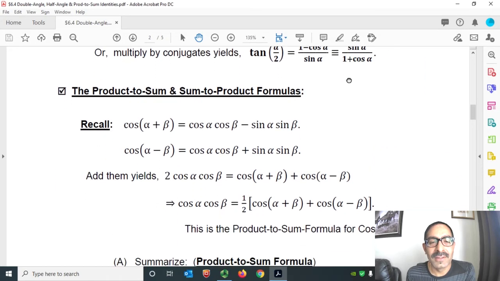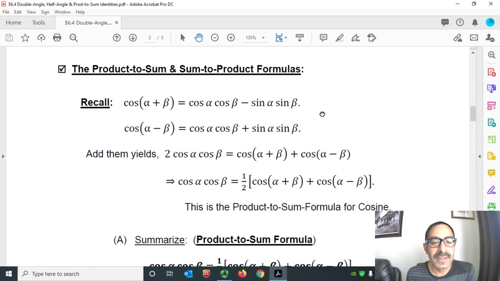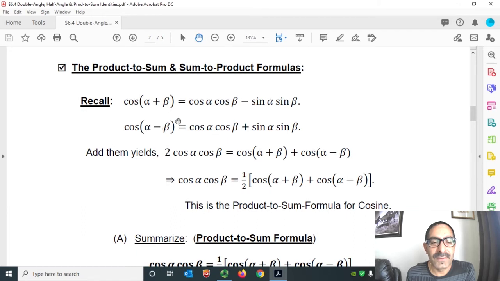Another formula: the product to sum identities and sum to product identities. First, a quick recall. Cosine of the sum of angles and cosine of the difference of angles. We know this formula. Then let's add these two formulas. Here, the second term on our right hand side cancels. Minus sine alpha sine beta plus sine alpha sine beta cancels. So I'm only adding the first two terms on our right hand side.